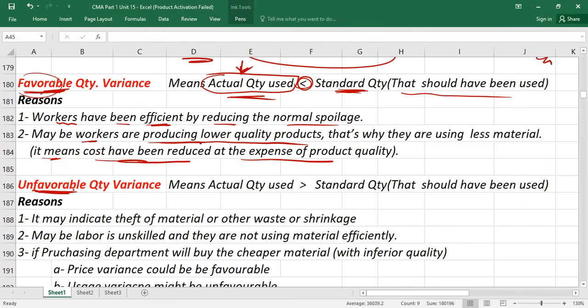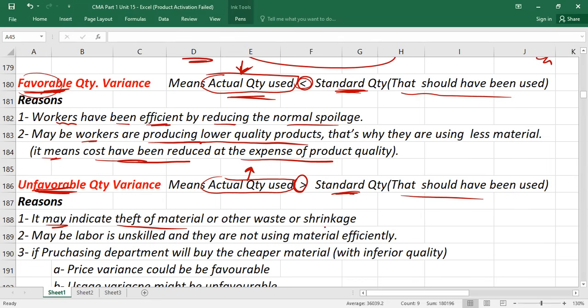So what is the unfavorable quantity variance? When actual quantity used is greater than standard quantity. Standard quantity means what should have been used. When actual quantity is more than standard quantity, this is called unfavorable. Why is actual quantity more? Reason, it may indicate theft of material, because sometimes production labor may steal some material from the production. So this will show that the production department is using more material than planned. This could be the reason, theft.